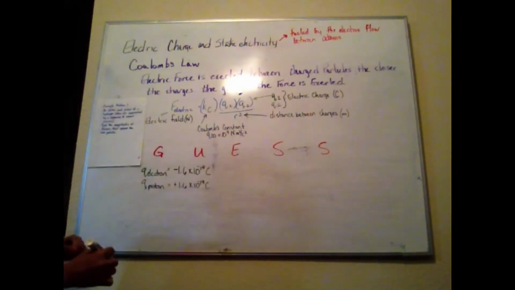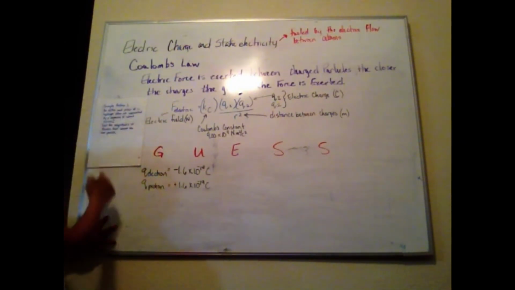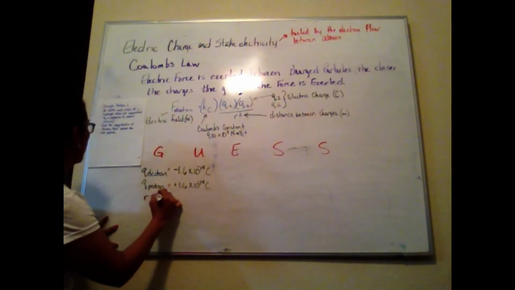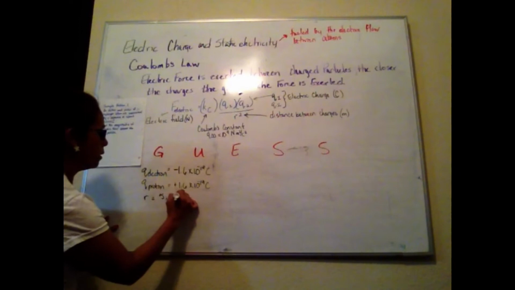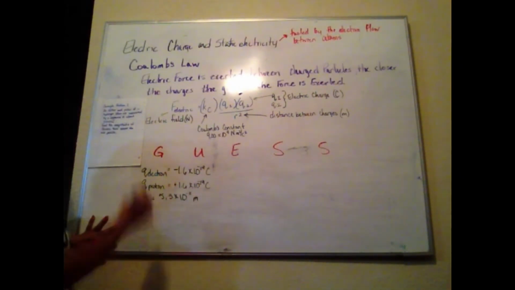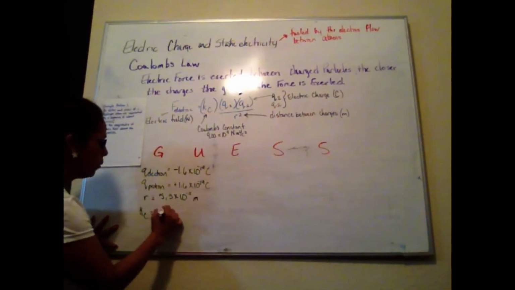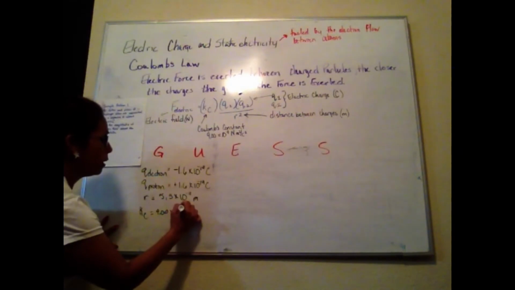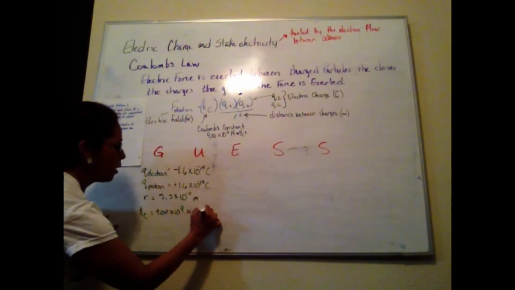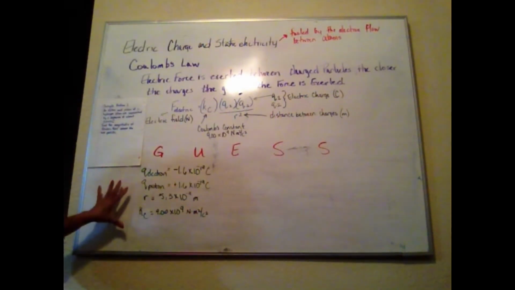And given information, we have the distance between the two of these particles is 5.3 times 10 to the negative 11 meters. And of course, we know our K constant, Coulomb's constant of 9.00 times 10 to the 9th power. And we do know that this is a constant that is felt no matter what charge size we're looking at.